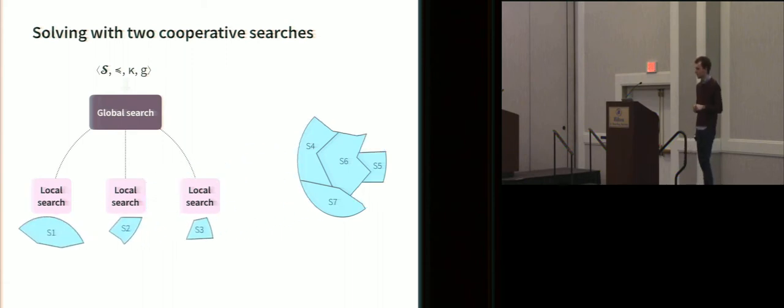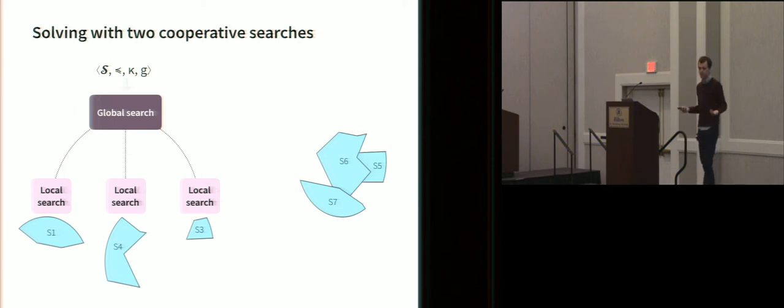Now let's suppose that one of the local searches, say S2, discovers that that sketch is unsatisfiable. There's no solution to the sketch S2. It sends that information to the global search. There's not a lot we can actually do with this information at this point. So all we're going to do is send another sketch to that worker, the next sketch in the set, S4.